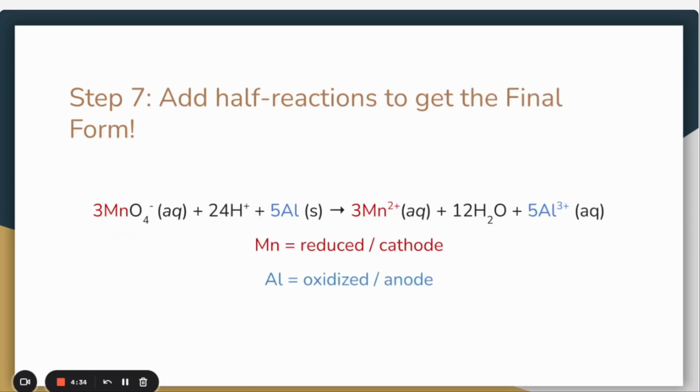In the final step, you combine everything from the 2 half reactions to get one final reaction. The final reaction is 3 MnO4- plus 24 hydrogen ions plus 5 aluminum solid going to 3 manganese 2 plus ions plus 12 water molecules plus 5 aluminum 3 plus ions, with the manganese being reduced and the aluminum being oxidized.